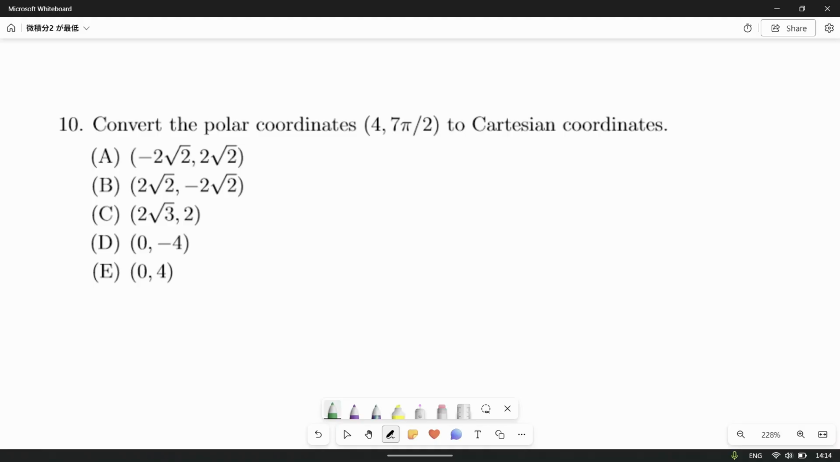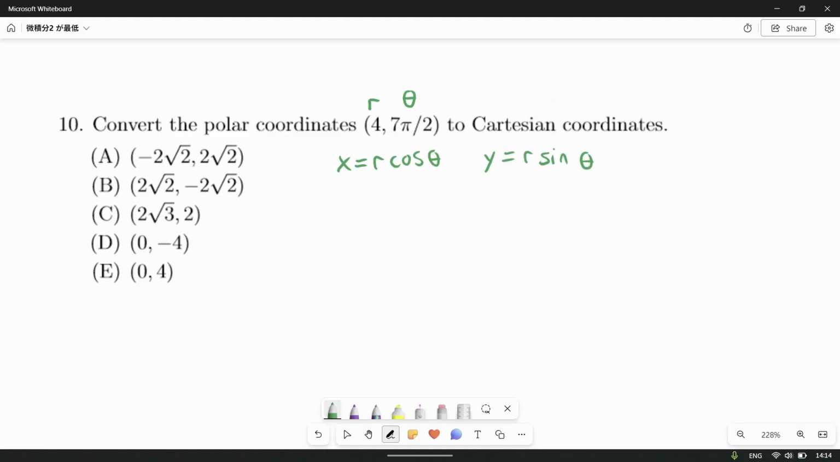Since the formulaic approach is the more straightforward one, I'll start with that and then show the alternate approach later. Since we're dealing with polar coordinates, instead of x and y, you're dealing with r and theta. Converting back to Cartesian, we use the conversion formulas: x is equal to r cosine of theta, and y is equal to r sine of theta.